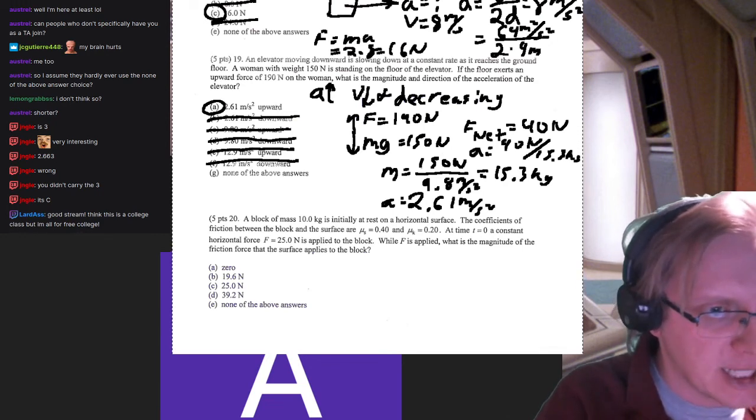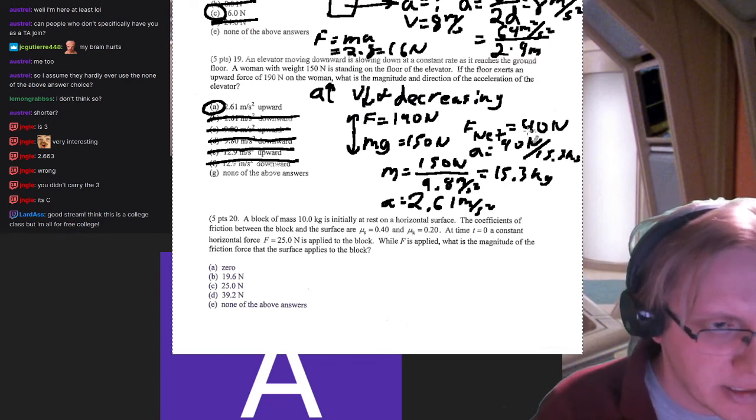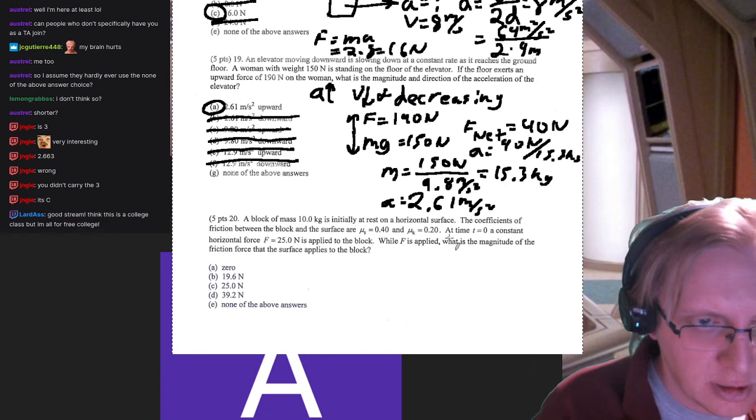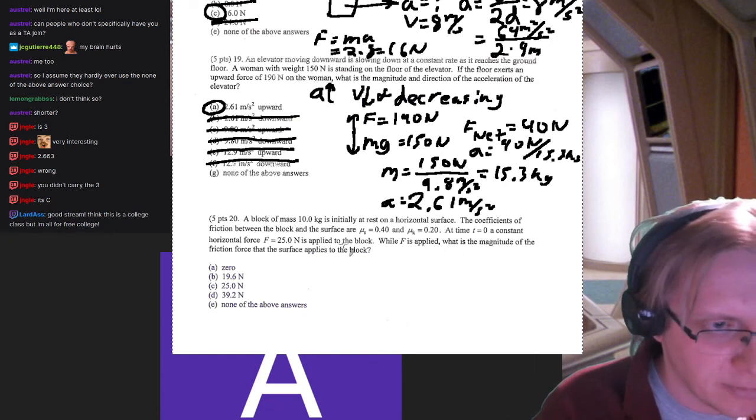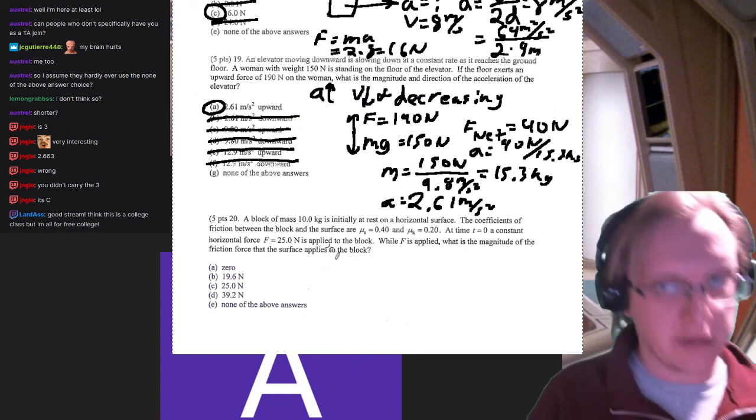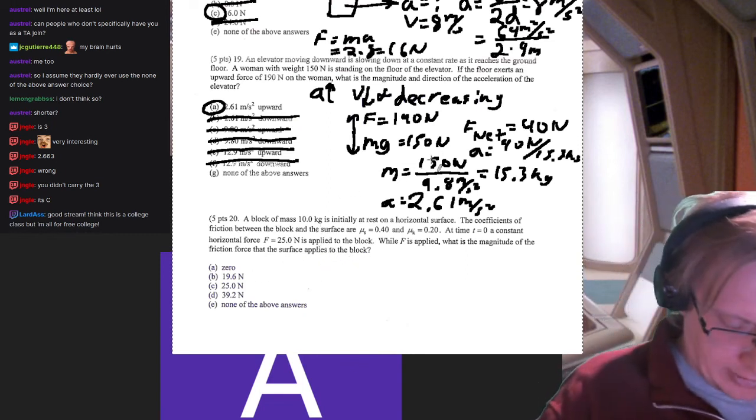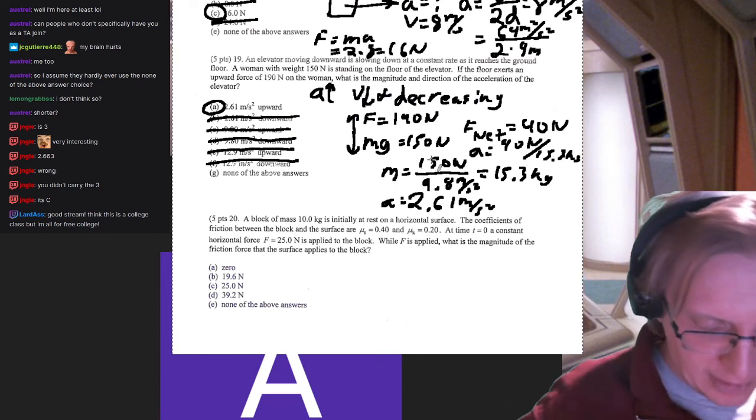Alright, last problem. Oh, look at that. I see friction here. A block of mass is initially at rest. Coefficient of friction between the block and surface is this much and that much. At time equals 0, constant force is applied to the block. While F is applied, find the force of friction that is being applied to the block. Friction is not on the exam. Alright, guess that's not a problem I have to do.